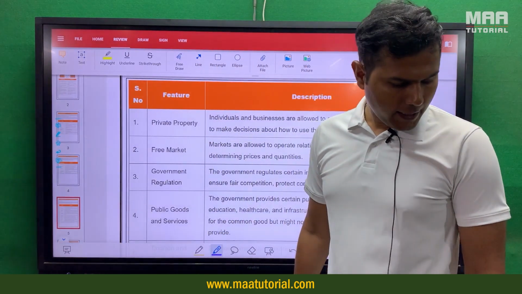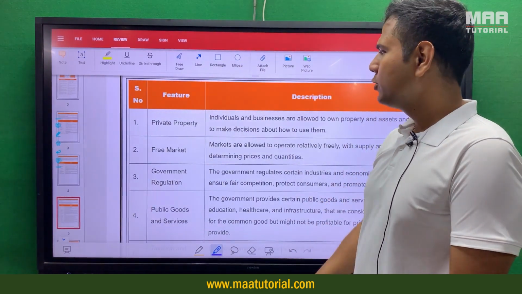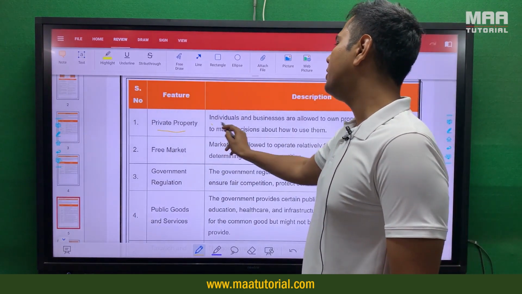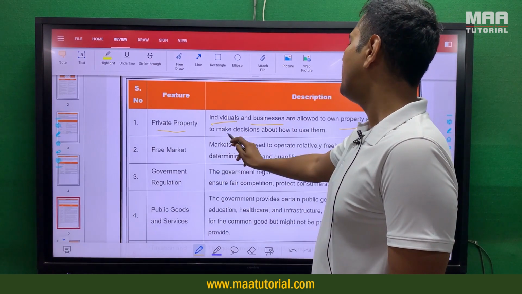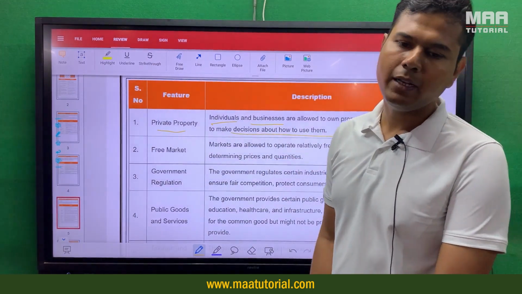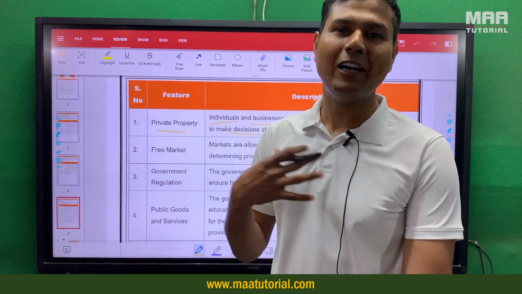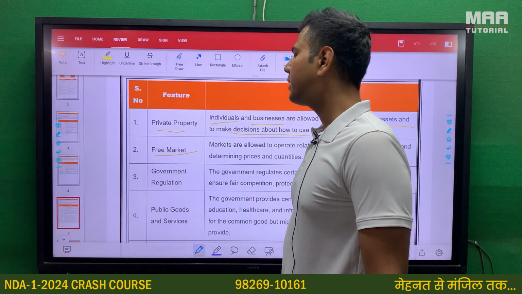As I said, the answer is mixed economy for the kind of economy India is. So do we have private property? Yes, we have private property. Individuals and businesses are allowed to own property, assets, and make decisions about how to use them, right? I have a house, I can sell it, I can purchase more houses if I have money, right? That's how it works. Free market. Yes, there is a free market.